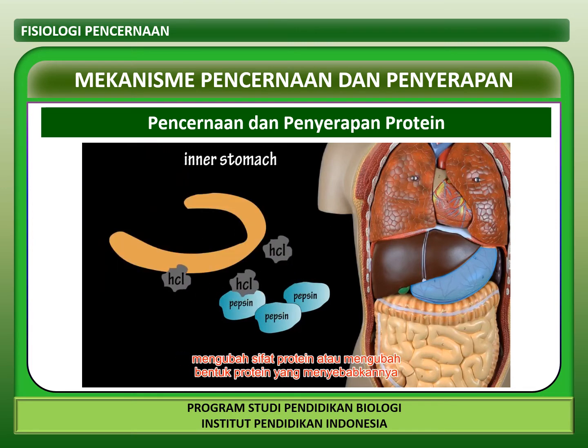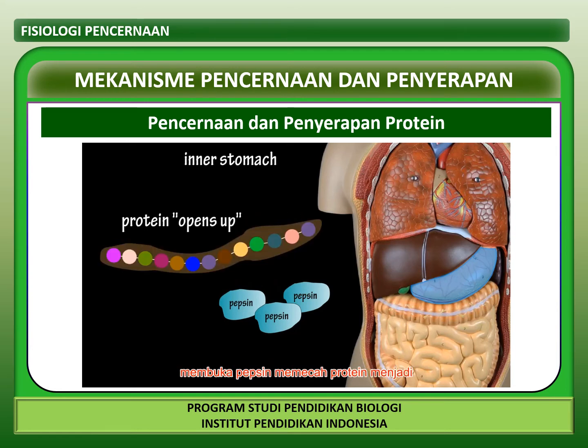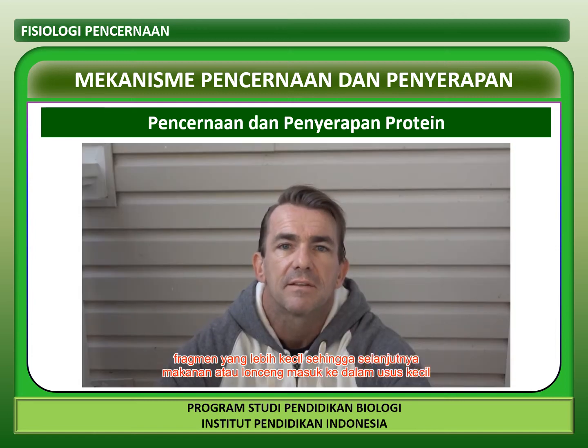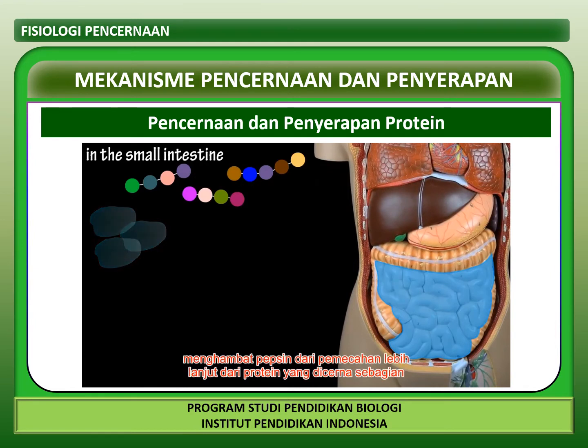It also denatures the proteins, or changes the shapes of proteins, causing them to unfold. Pepsin breaks down the proteins into smaller fragments. So next, the food, or chyme, enters into the small intestine from the stomach. The higher pH of the small intestine inhibits pepsin from further breakdown of the partially digested protein.